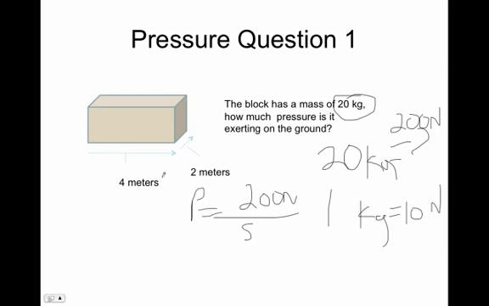Well, surface area has to be in meters squared for it to be equal to pascals, but good, we have meters. So 4 times 2 is 8. So 200 divided by 8 will give us the pressure.